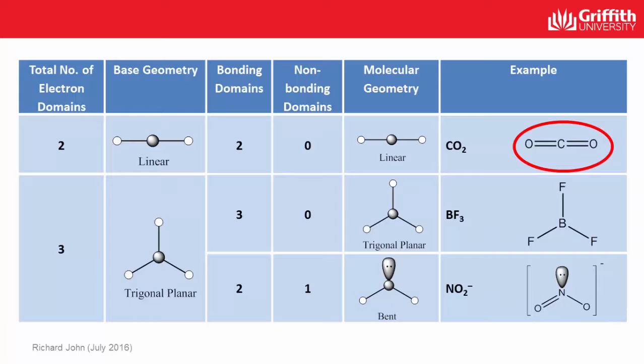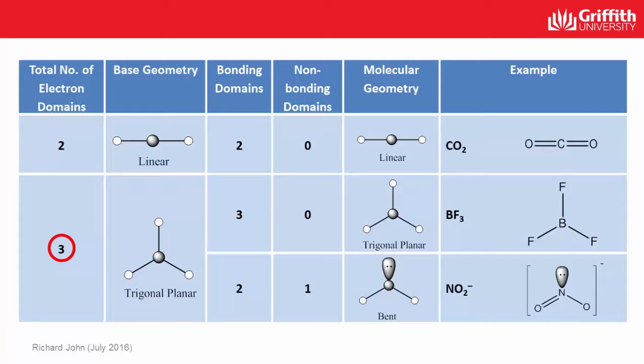The 2 domains will arrange themselves to be as far apart from each other as possible, leading to a linear arrangement of electron domains with the angle between them being 180 degrees. The carbon dioxide molecule is therefore said to have 2 bonding domains and 0 non-bonding domains, since there are no non-bonding pairs of electrons on the central carbon atom. And this leads to a linear geometry according to this table. So the shape of a carbon dioxide molecule is a linear shape.